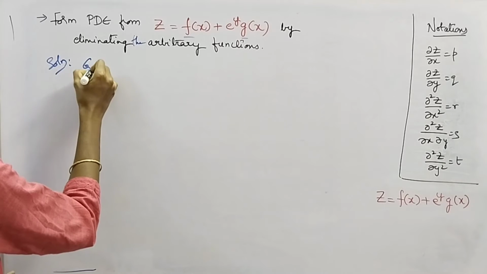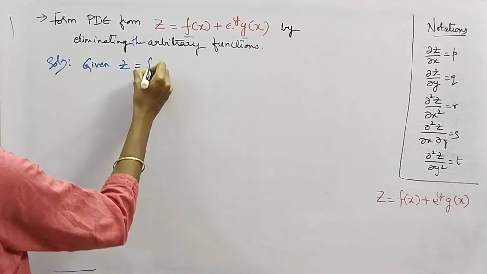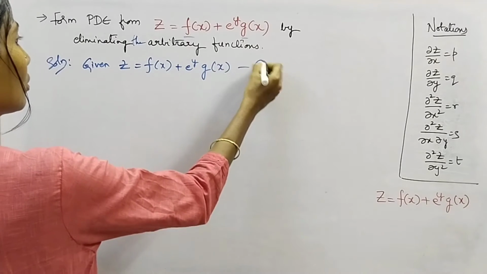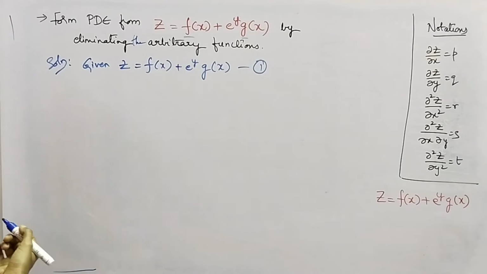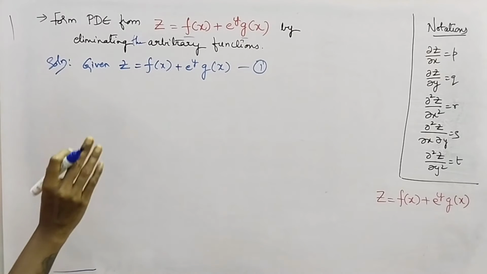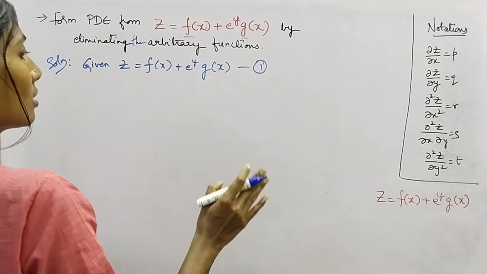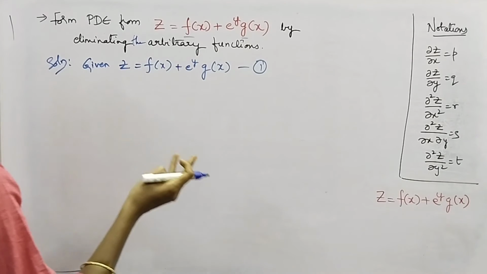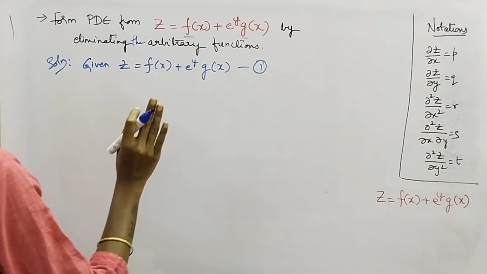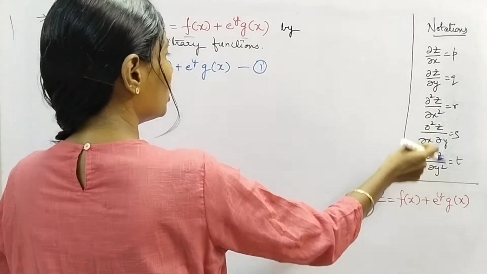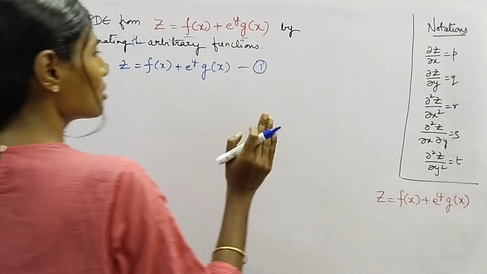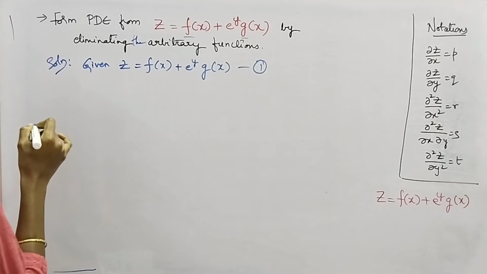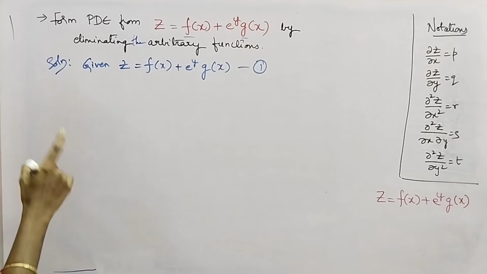Let's see. Given z equals f of x plus e power y into g of x, consider this as equation number 1. Now let's partially differentiate it with respect to x. Simply we'll find p, q, r, s, t. Sometimes we'll find p, q, r and s. We'll just leave r and t. We'll only find s if it's necessary. Let's see how it goes in this problem. In this problem especially, I'm going to find p.